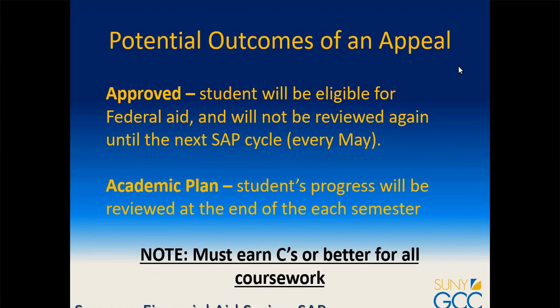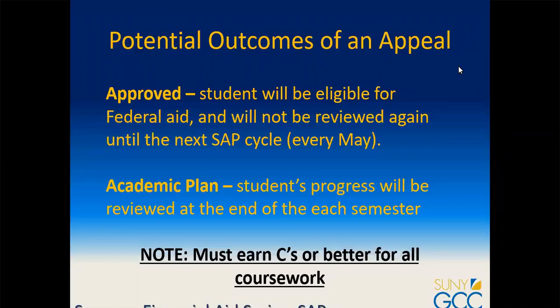Once you submit an appeal, it will go in front of a committee. The potential outcomes of this appeal will include approved. This is where students will be eligible for federal aid and will not be reviewed again until the end of the next SAP cycle. All students are reviewed at the end of the spring semester at the end of May to determine if they make satisfactory academic progress.